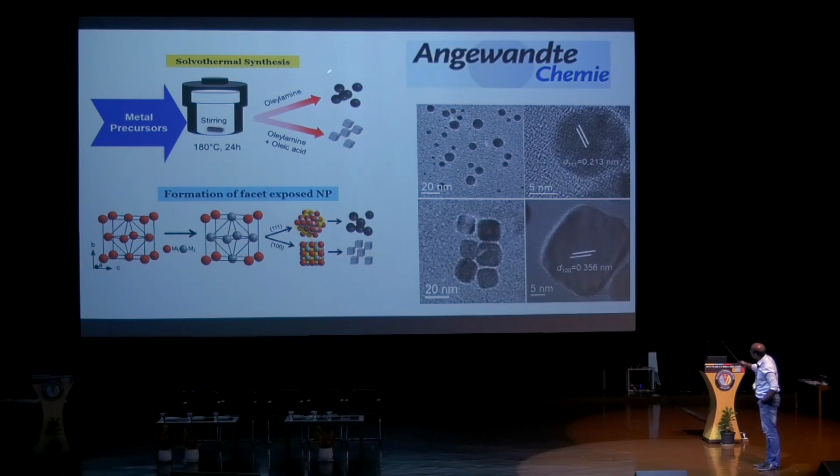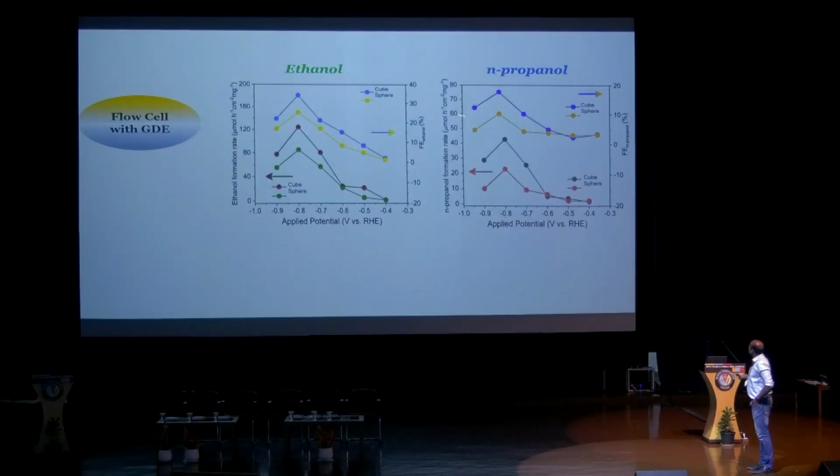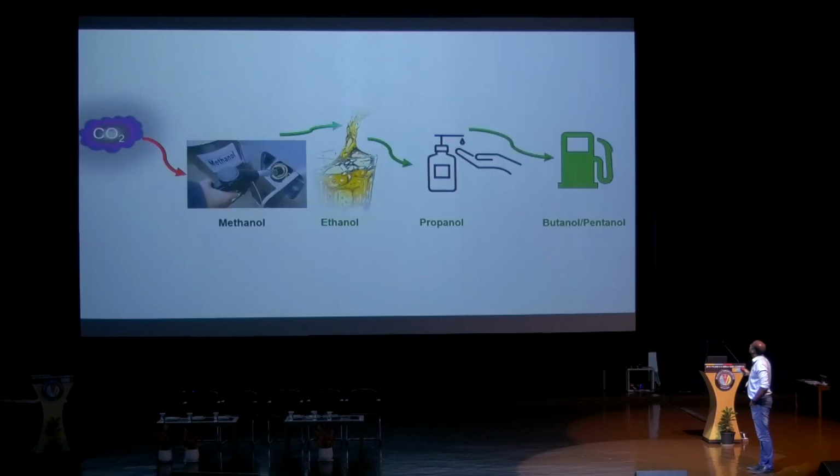You can see that we control the particle shape, either sphere or cube. When it is a sphere, the crystallographic surface will be different. The packing density of atoms is different, and both are giving propanol. If the packing is better, that will give more propanol. And we got propanol close to 17%, and this is considered one of the best in the current scenario for propanol.